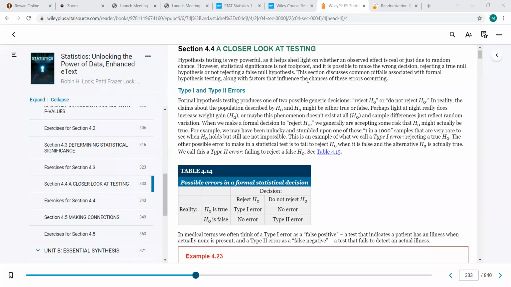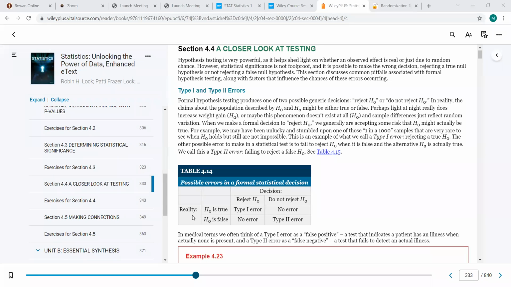So this chart here summarizes the decision-making process in a statistics test, in a hypothesis test. Now, running along here, on the left side, you see it says reality. Now, reality is unknown. What does reality mean? It's basically what's going on in the population.